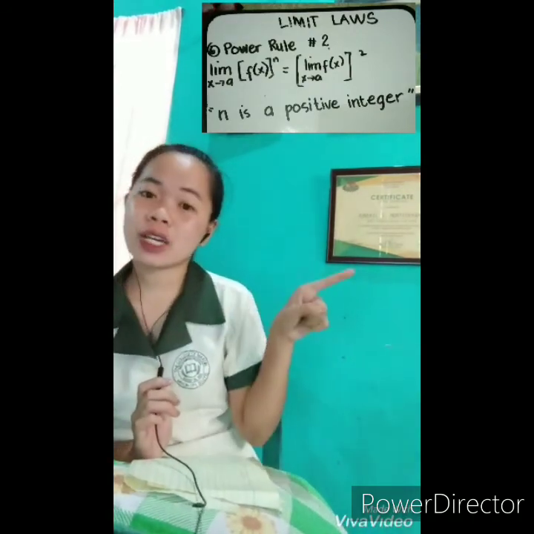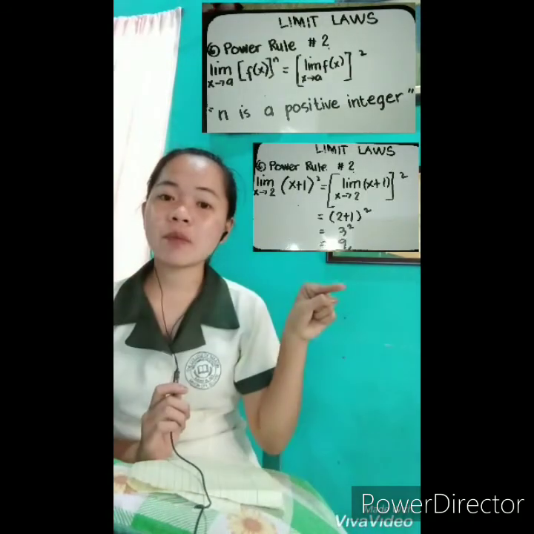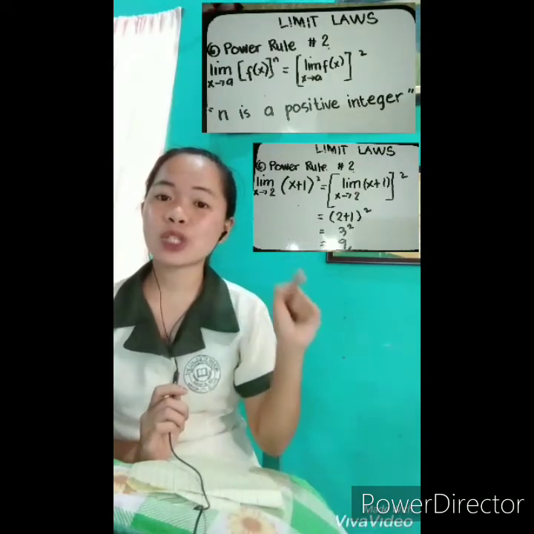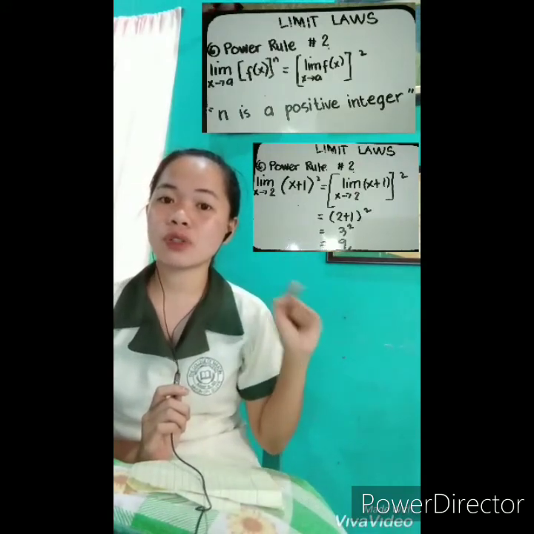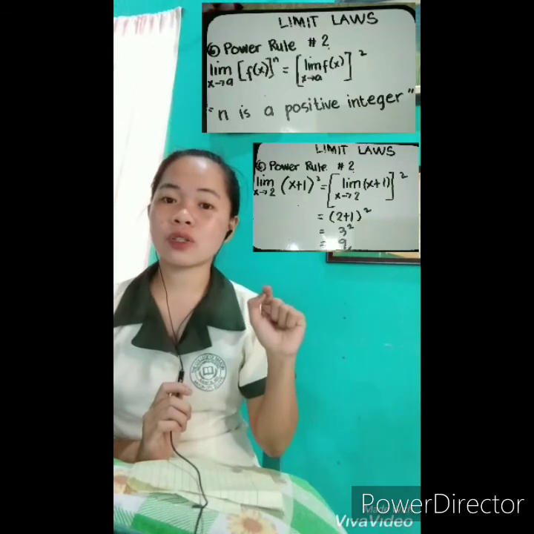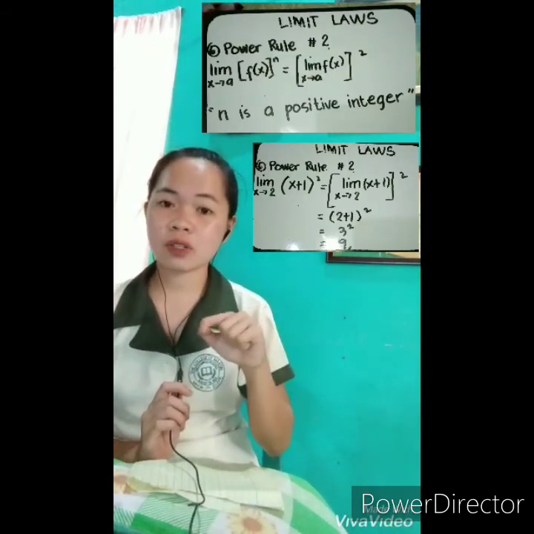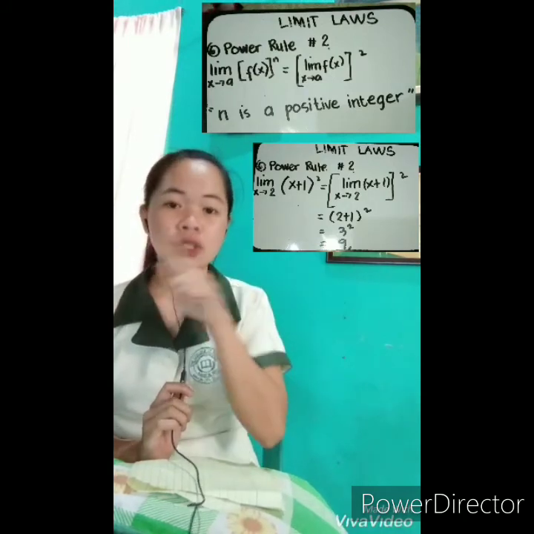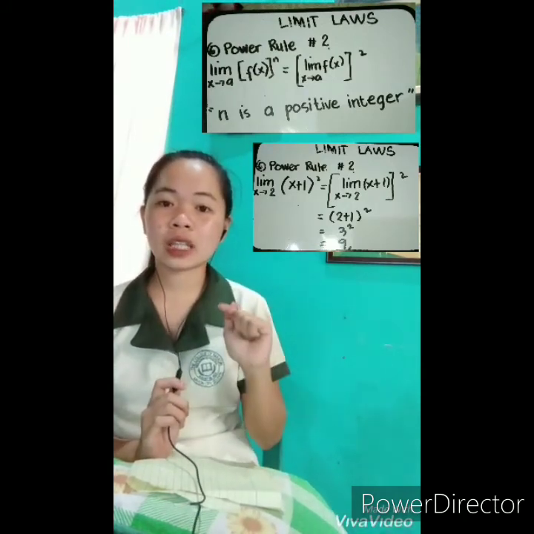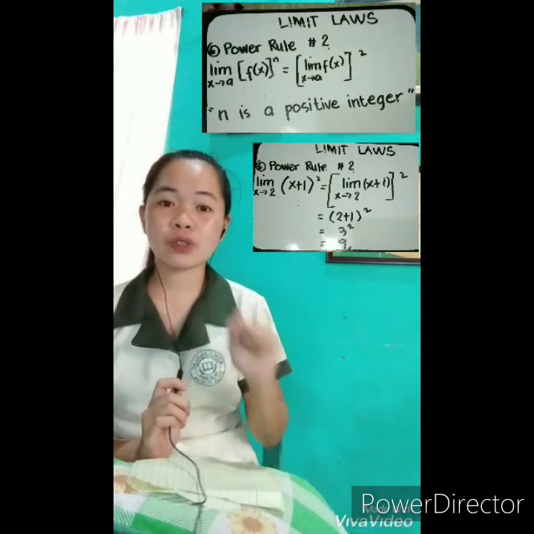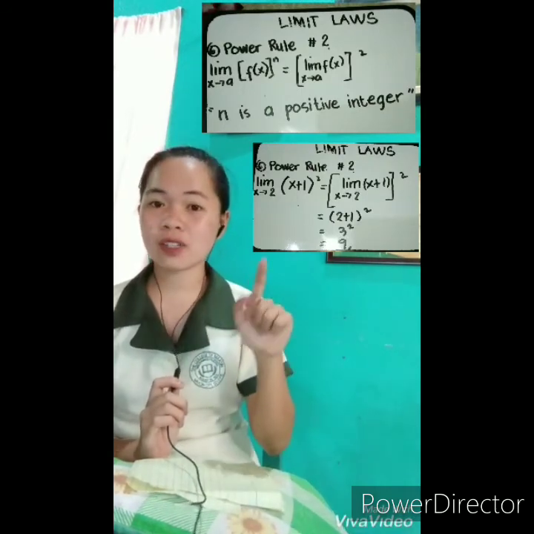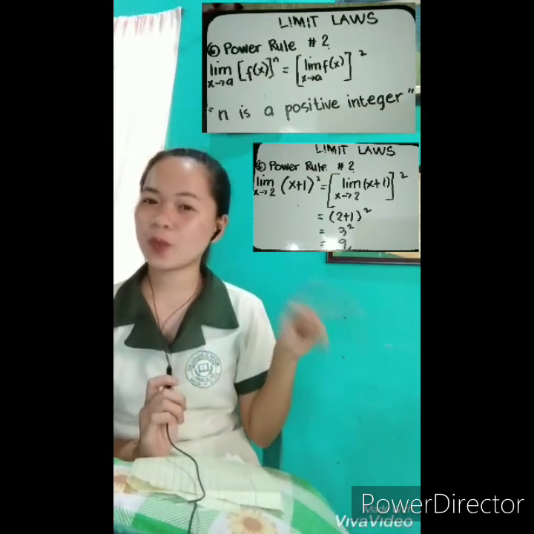So we have here, for example, the limit of the square of x plus 1 as x approaches 2. So this is equal to the limit of x plus 1 as x approaches 2 raised to 2. So we have here 2 plus 1 raised to 2. So this is equal to 3 squared. So 3 squared is equal to 9.